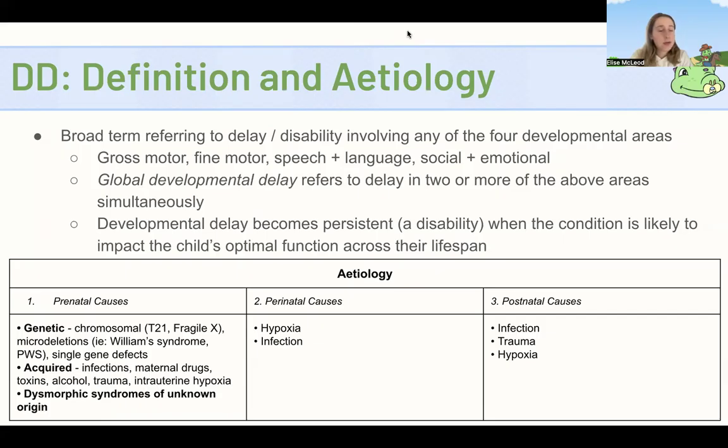Looking at our etiology, it's helpful to break it down into prenatal, perinatal, and postnatal. So prenatally, we have genetic conditions, things like trisomy 21, Fragile X syndrome. Acquired might be infections, congenital infections, maternal substance use, alcohol, hypoxia when the child was in utero. Perinatally, hypoxia, so during the birthing process, or infection. And then again, postnatally, we've got infection, trauma, and hypoxia as well.